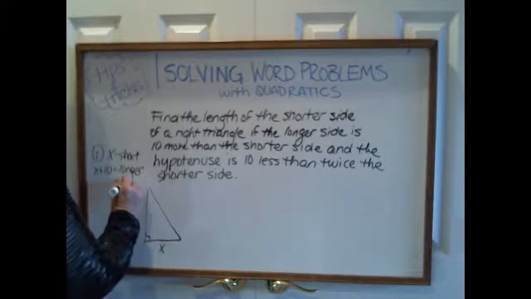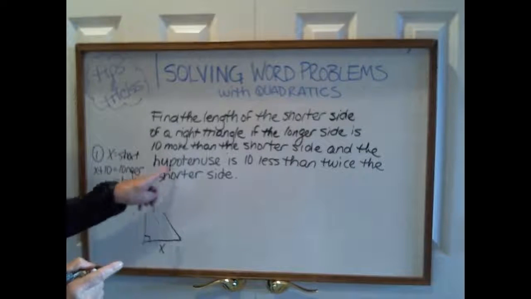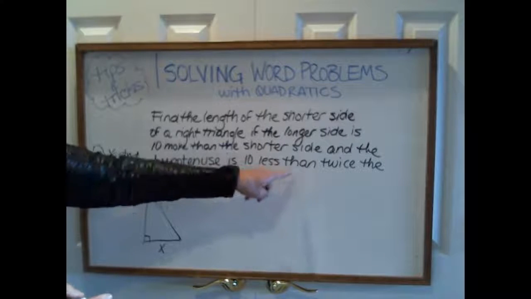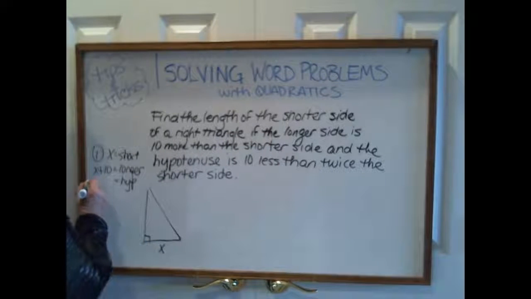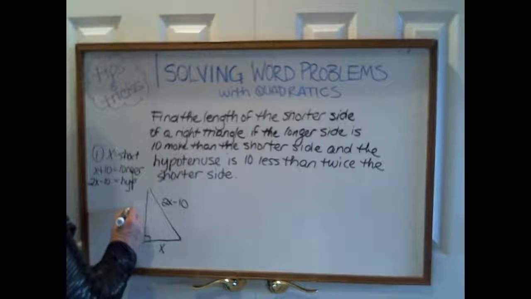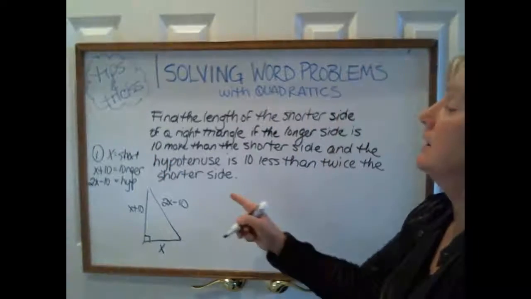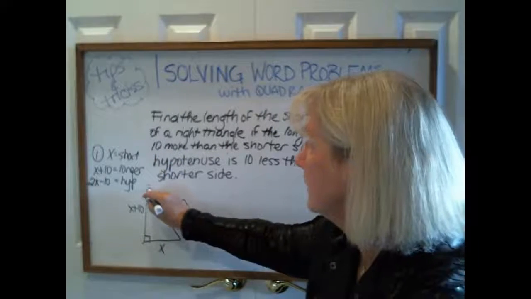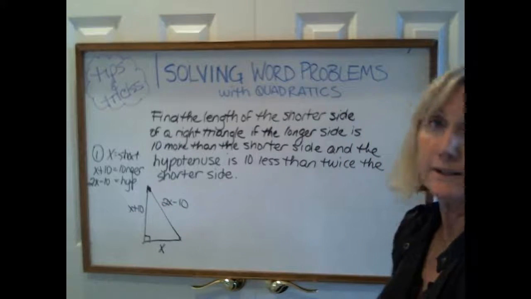And then the hypotenuse, and we'll label these on the picture in a second, the hypotenuse is 10 less than twice the shorter side. So it has to be 10 less than something. So we have to have the twice shorter side minus 10. So this is going to be 2x minus 10, and this is going to be x plus 10. I hope you can read that. So this is part 1, identifying the variables. I do a picture, finish my triangle up there, and so we have x plus 10, and 2x minus 10.